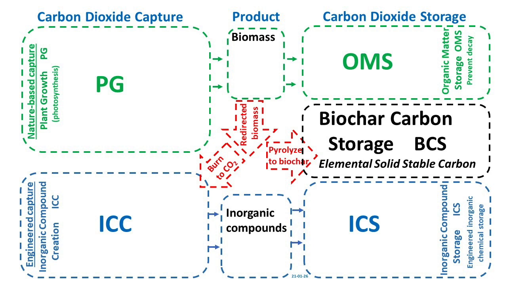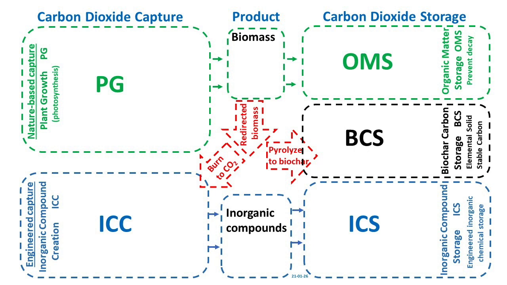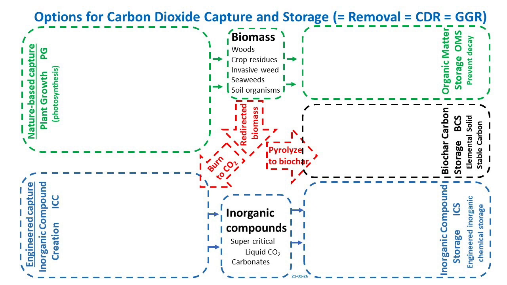Using the process of pyrolysis, we are able to produce biochar. Biochar is essentially elemental, solid, stable carbon. Think of it as charcoal. The only way that biochar or charcoal can be produced is by pyrolysis of biomass. We changed the title of our graphic to be options for carbon dioxide capture and storage, and we fill in the boxes for biomass and inorganic compounds, giving examples of materials which are produced in this intermediate stage.